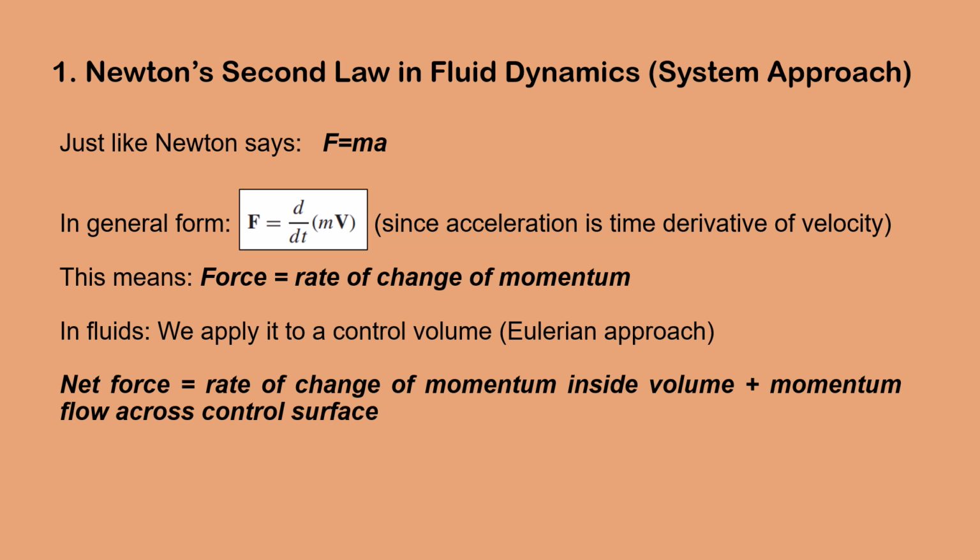Newton's second law. It is F equal to ma. This can also be written as F equal to d by dt of mv. Here d by dt of v is just acceleration because acceleration is the time derivative of velocity. This can also be read as force equal to rate of change of momentum. We apply this to a control volume and then we can say that net force equal to rate of change of momentum inside volume plus momentum flow across control surface. Just hold on to this concept because in a minute it will help us clearly understand the momentum equation derivation.